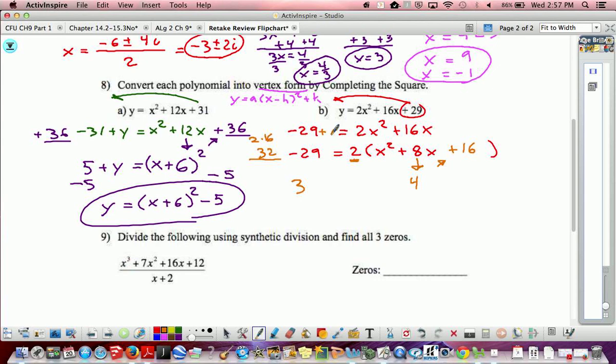I apologize, I forgot the y here. So it should be 3 plus y equals. Now, how does this factor? 2 stays outside here. Well, factors of 16 that add up to 8. That's why I wrote the 4 there. X plus 4 quantity squared. Move the 3 to the other side, so subtract 3. And I got my equation, y equals 2 times quantity x plus 4 quantity squared minus 3.